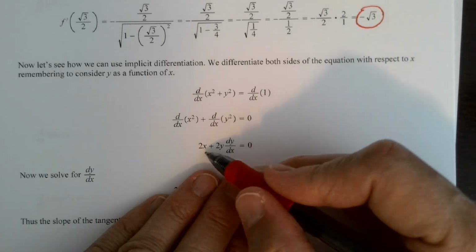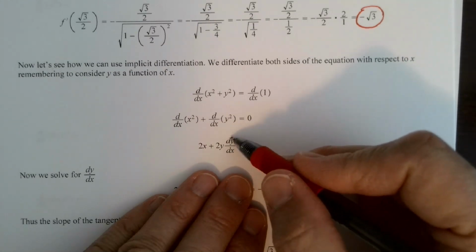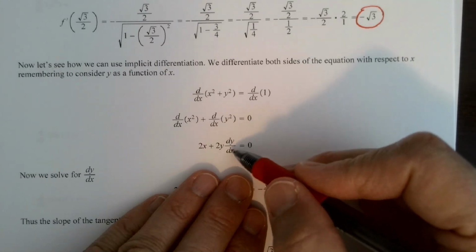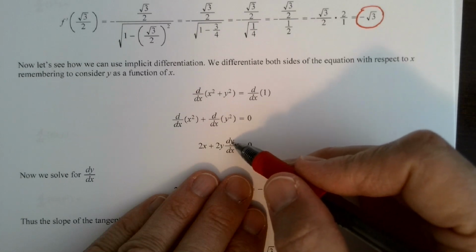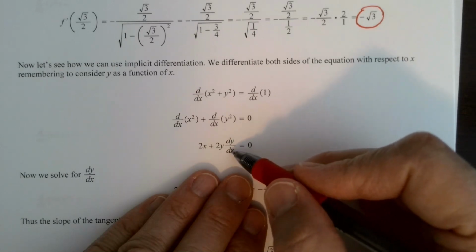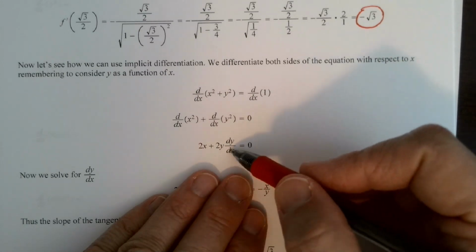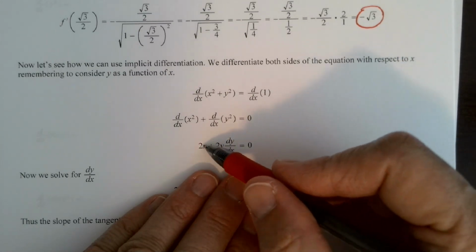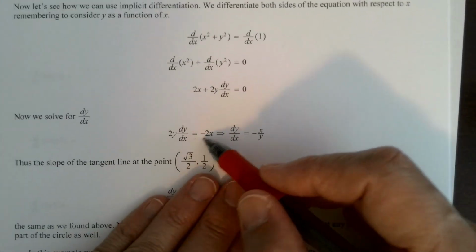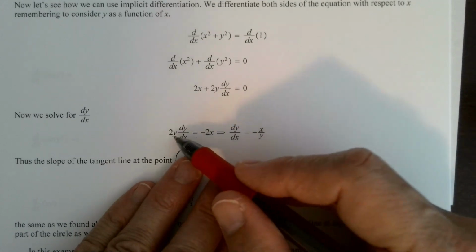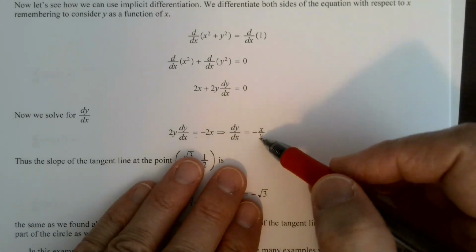I get an equation, and you'll see in that equation dy dx. That is what we're looking for. What is the derivative of y with respect to x? Well, here it is. So what we're going to do is algebraically solve for dy dx. Get it all by itself. And the way I do that is subtract this 2x and then divide by 2y. So when I subtract the 2x, I get here. When I divide both sides by 2y, the 2's cancel and I'm left with negative x divided by y.